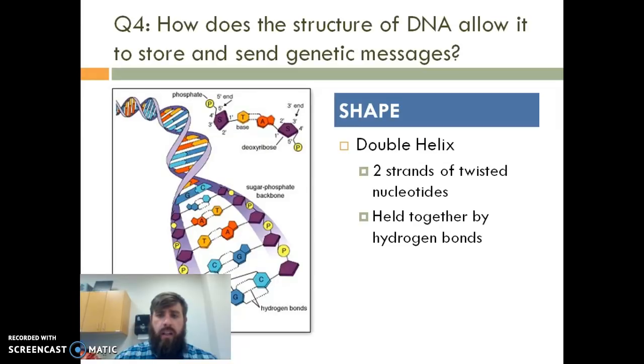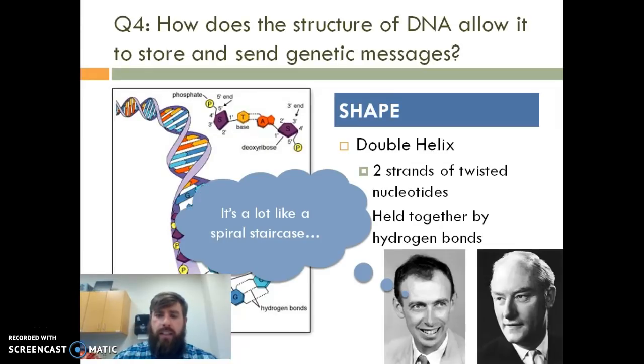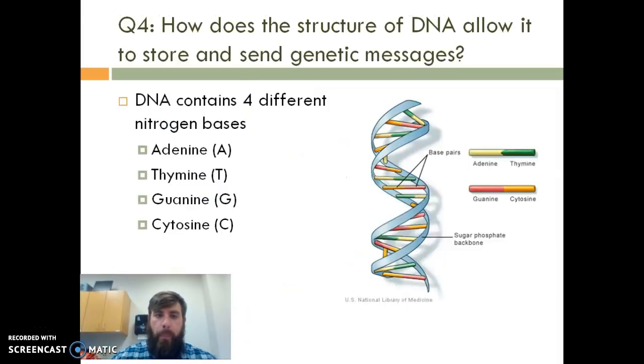So that double helix, think of it like a spiral staircase. I think that's the easiest way to remember it. And these two guys, I actually think they stole someone's work, but this is Watson and Crick. They are credited with discovering the shape of the DNA molecule. We can discuss more about this conspiracy theory on Thursday. But they came up with supposedly the first image of what a DNA molecule looked like.